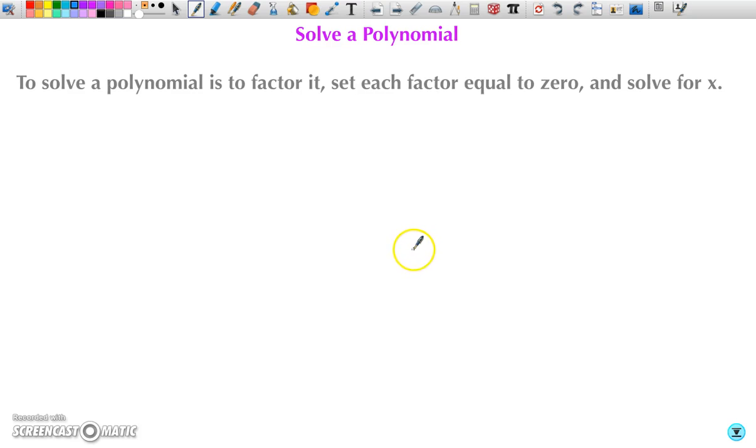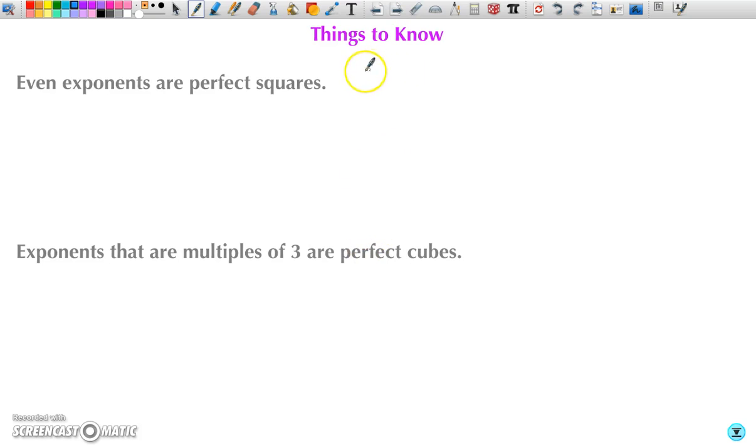So first thing that you have to know, solving a polynomial. What that means is you need to factor it, you set each factor to 0, and then solve each one for x. What I'm going to focus on in this video is just the factoring portion, because that's the hardest part. Once you've factored, the solving part is going to come pretty easily.